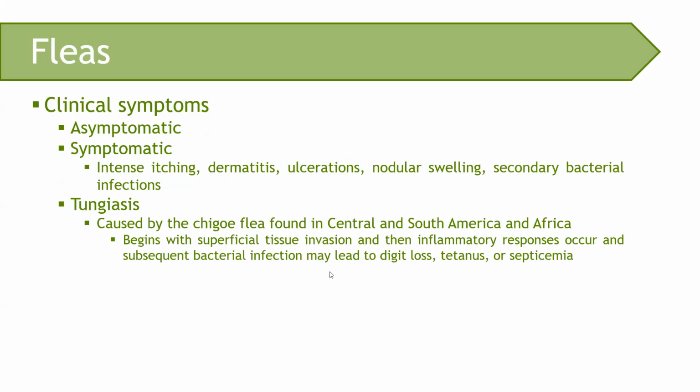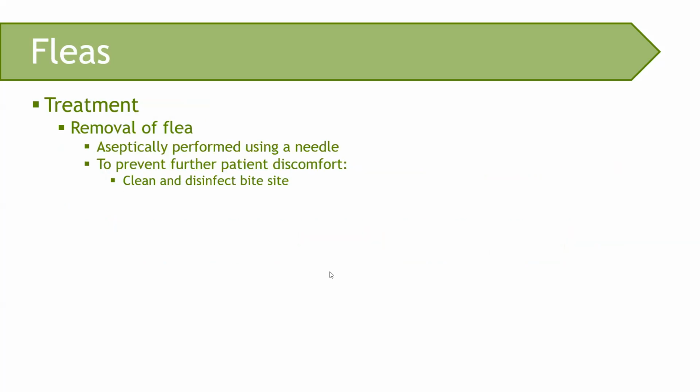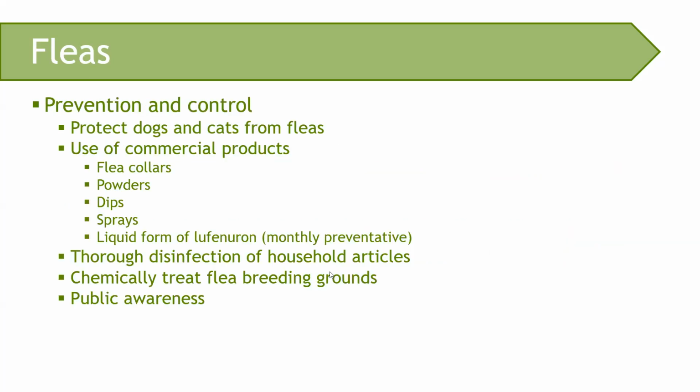Okay, so what is the most common symptom associated with fleas? Itching, dermatitis, ulceration, nodular swelling, and can also lead to bacterial infections in severe cases. We have what we call tungiasis. Tungiasis is caused by the chigoe flea found in Central and South America and even in Africa. No, it begins with superficial tissue invasion and then an inflammatory response occurs. Treatment is, of course, removal of the fleas. Okay?